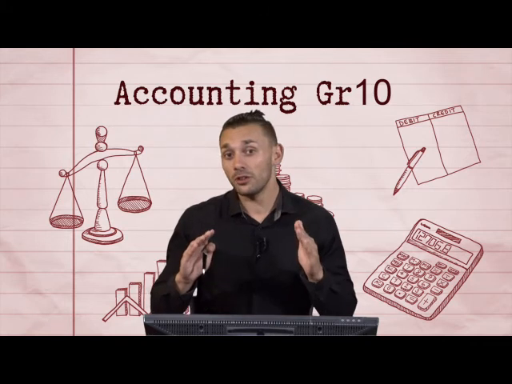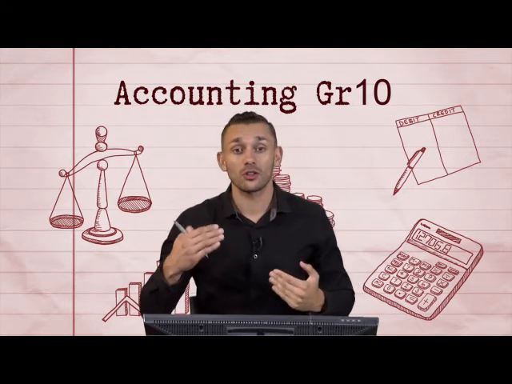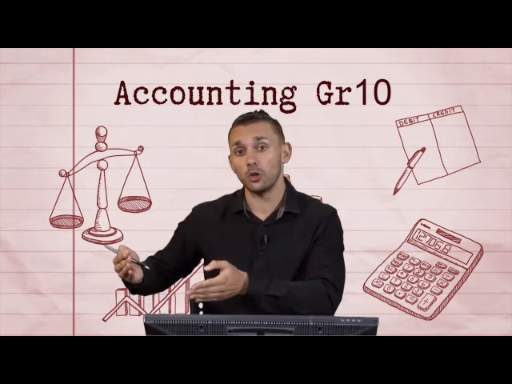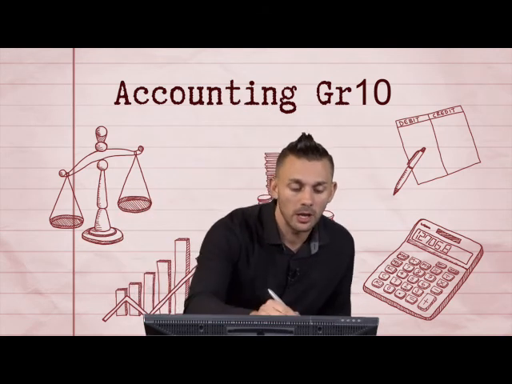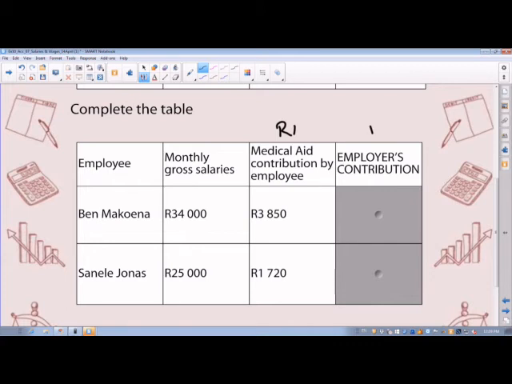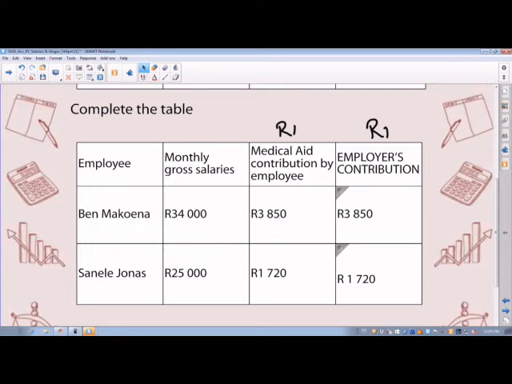Okay guys, so hopefully you are distinguishing between deductions and contributions. Deductions, quite easy, that's what the employee gives. Contributions, what the employer, the company, the business, the sole trader gives to the employees. Now let's look at your answers. For every R1 the employee gives, the employer will also give R1. So very easy, it will be the same amount as the employee's contribution. The employer's contribution will be exactly the same because they are equal, as you can see. R1 equals R1. Same thing here, 3,850 equals 3,850 and 1,720 equals 1,720.